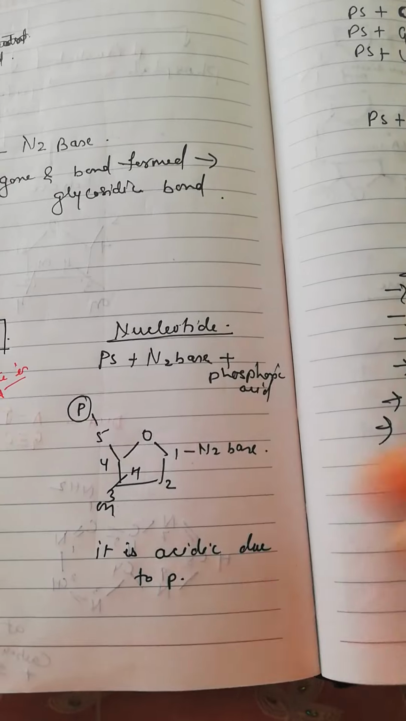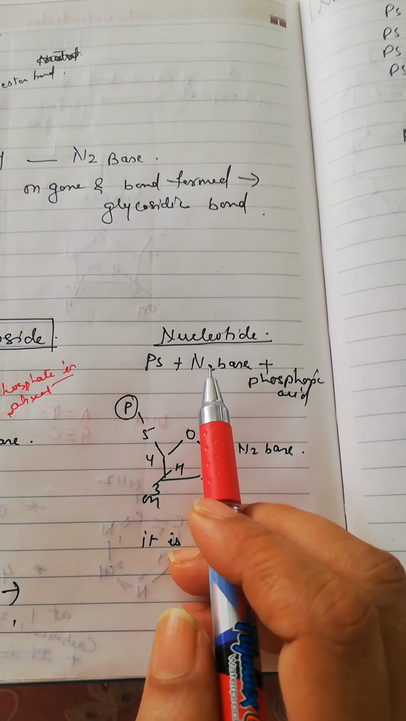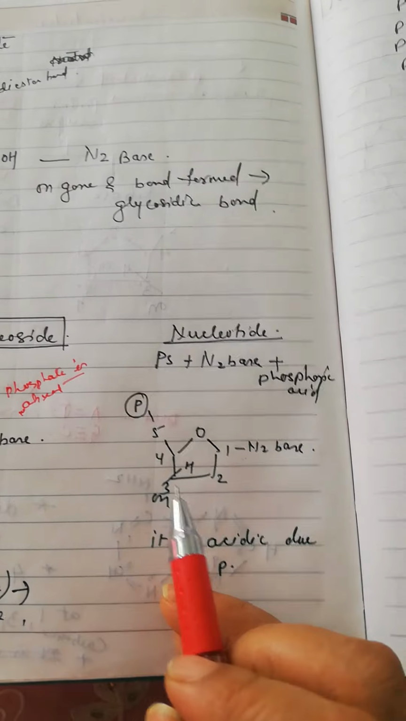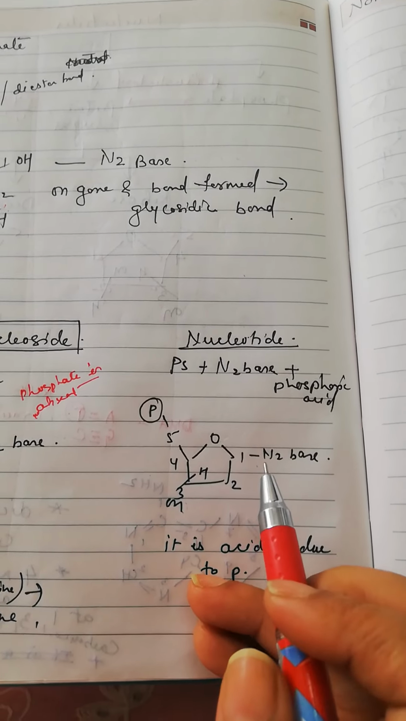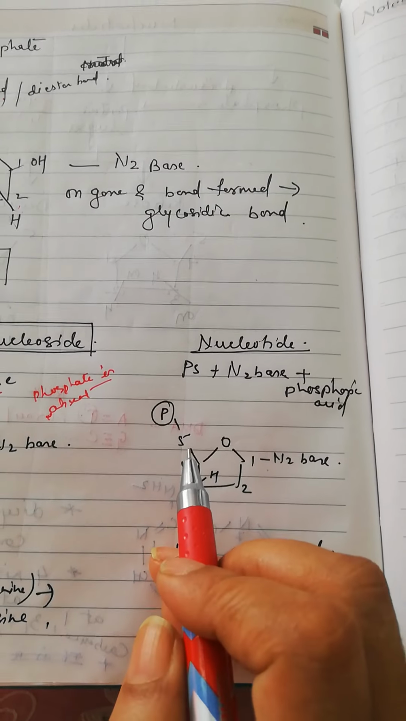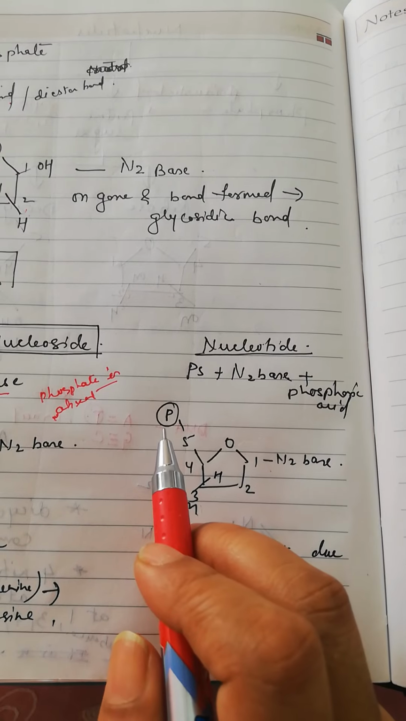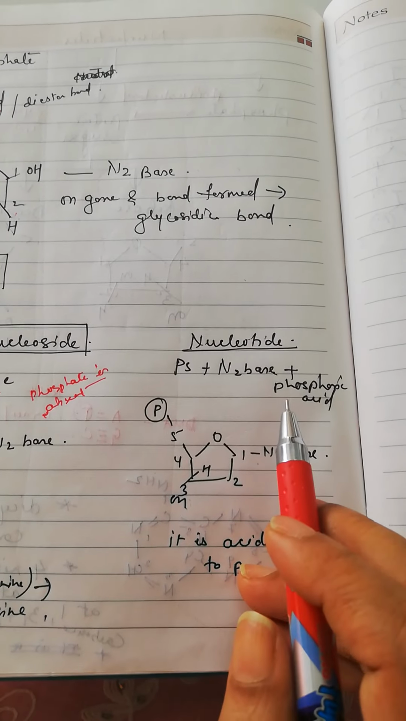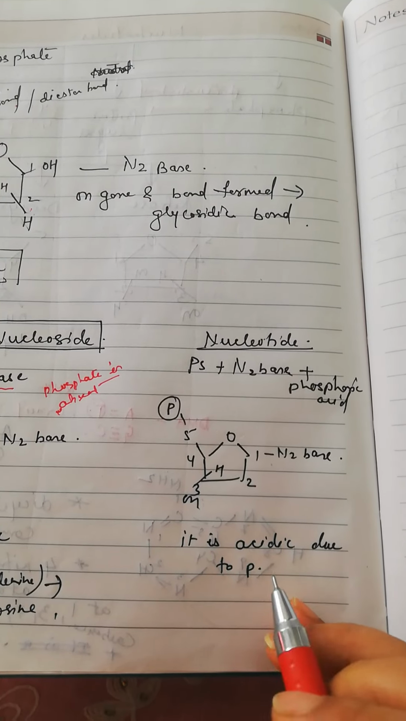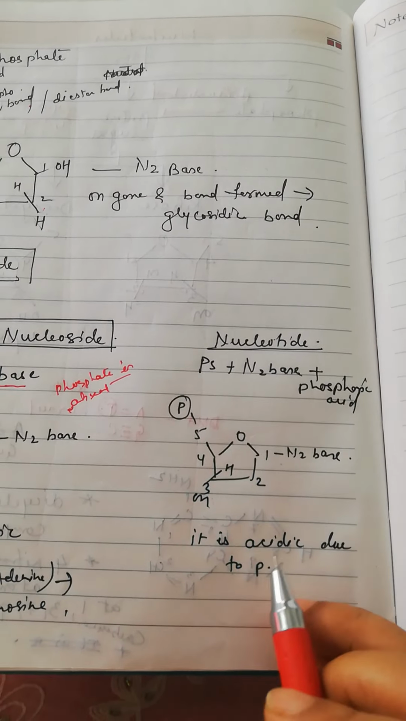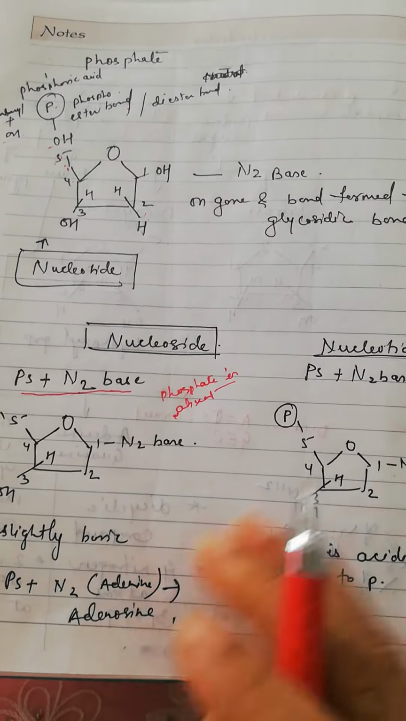Whereas in case of nucleotide, we have all three components: pentose sugar, nitrogenous base along with phosphoric acid. You can see that the first carbon of the pentose sugar forms a bond with the nitrogenous base, whereas the fifth carbon of the pentose sugar forms a bond with the phosphate. Because of the presence of this phosphate or phosphoric acid, it is slightly acidic in nature. Nucleotide is slightly acidic in nature, whereas nucleoside is slightly basic in nature, right?